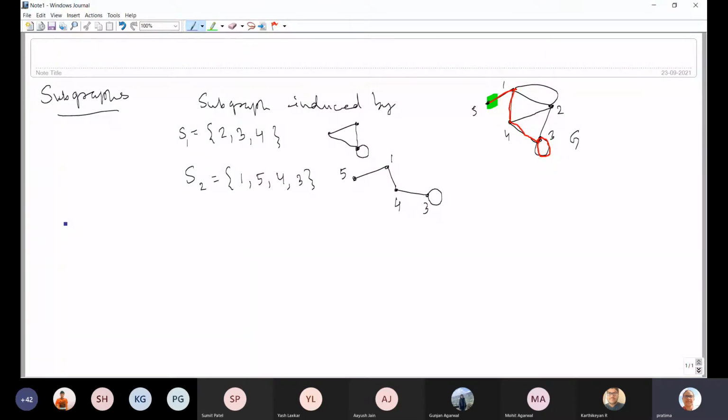Today we shall learn about some more terminologies, that is, walk in a graph. What do you mean by a walk in a graph?